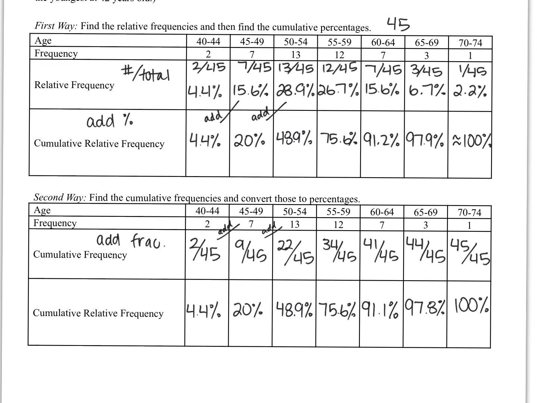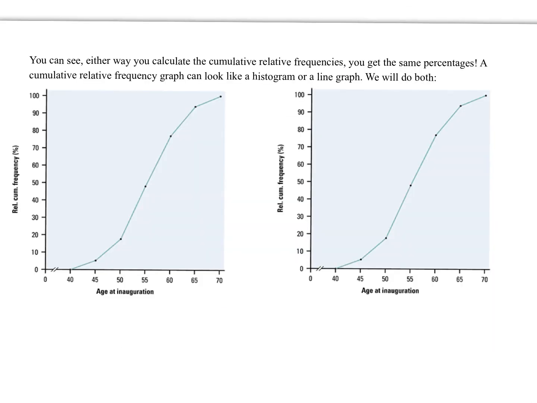Sorry, the relative frequency, not the cumulative relative frequency. It uses the relative. So when we look at the graphs, we get the same percentages, and the graphs look exactly the same. It can look like a histogram or a line graph. I prefer the line graph, so I'm not going to do the histogram.